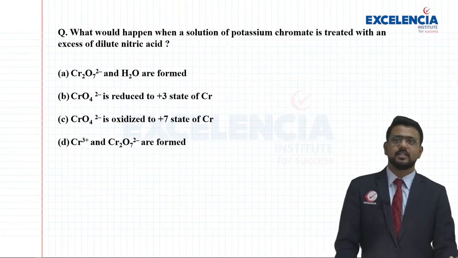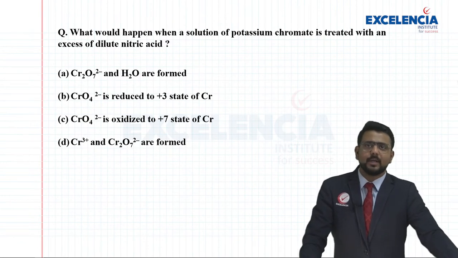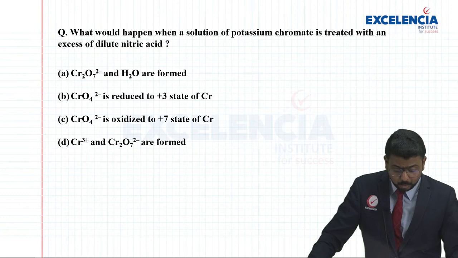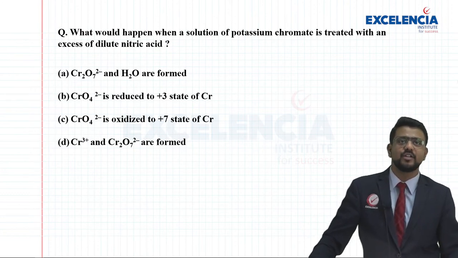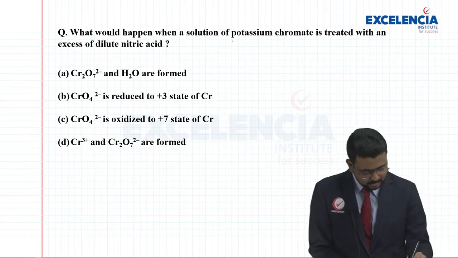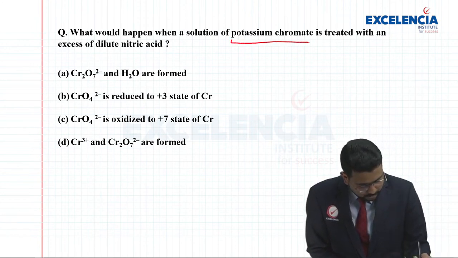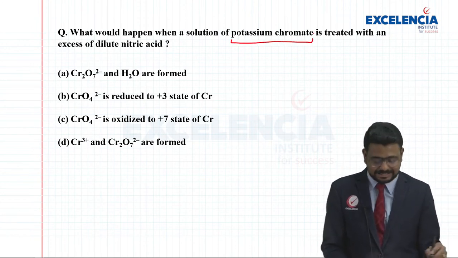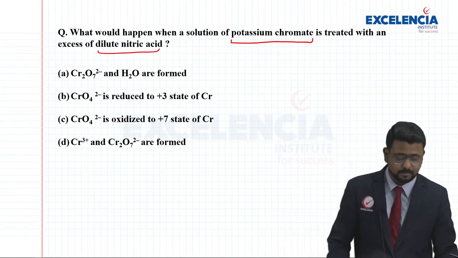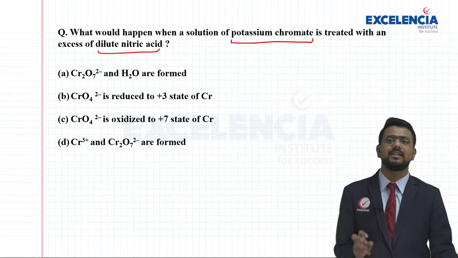The next question here is, what would happen when a solution of potassium chromate is treated with an excess of dilute nitric acid? Potassium chromate is treated with excess of dilute nitric acid. So basically here we are dealing with the acidic medium. Okay, we are dealing with what? The acidic medium.